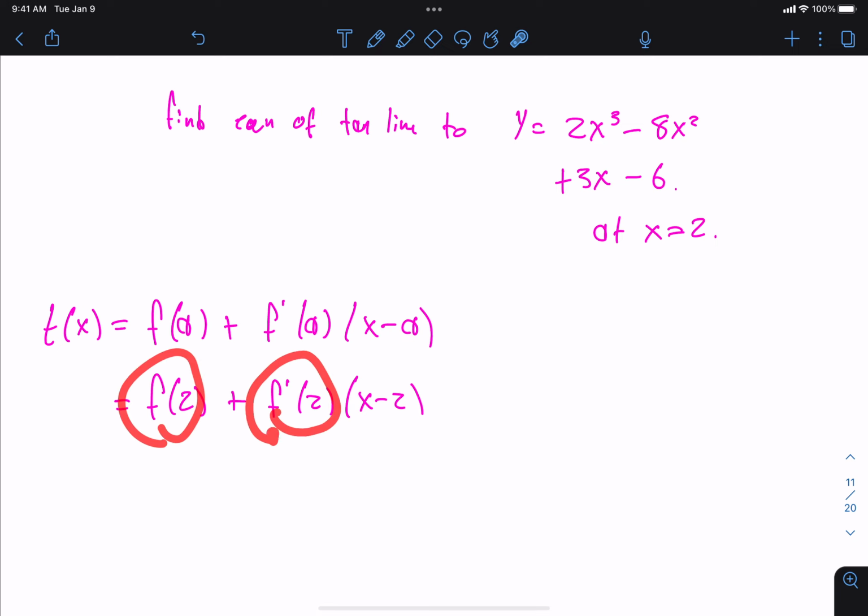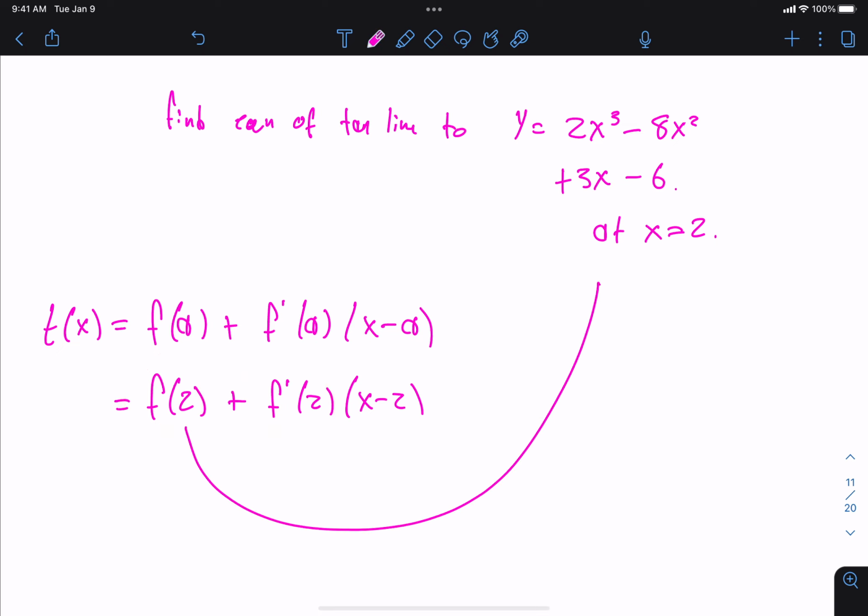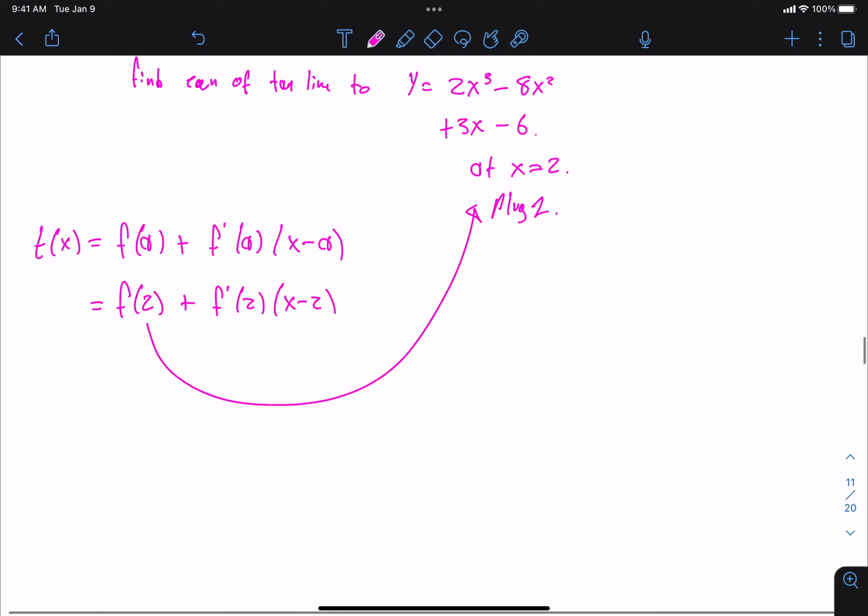So the first number, f of 2, can be gotten by just plugging in 2. And how about the second number? How can I figure out what is f prime of 2? Someone help me out? You take the derivative of the function and plug it in. Yeah, you just take the derivative of the function and plug in 2.